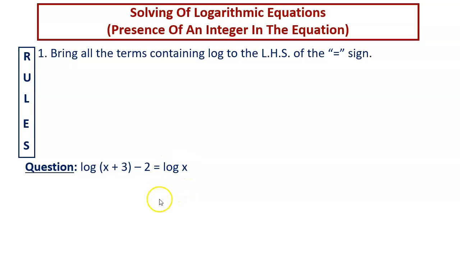So first of all, let us move this log of x to the left-hand side by adding negative log of x to both the sides. We get log of x plus 3 minus log of x minus 2 is equal to 0.